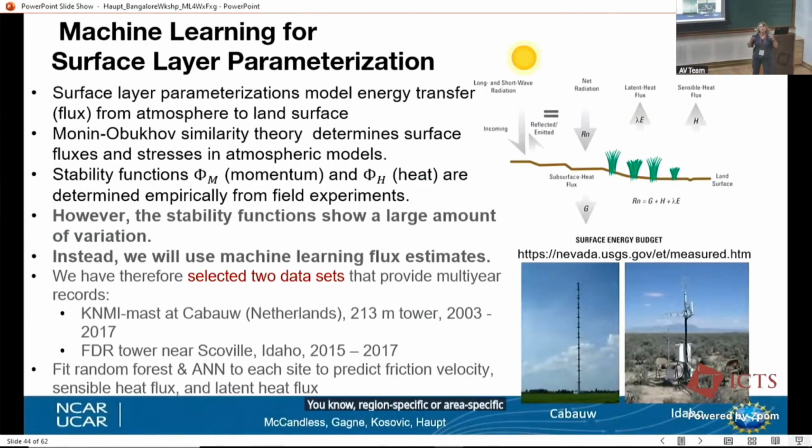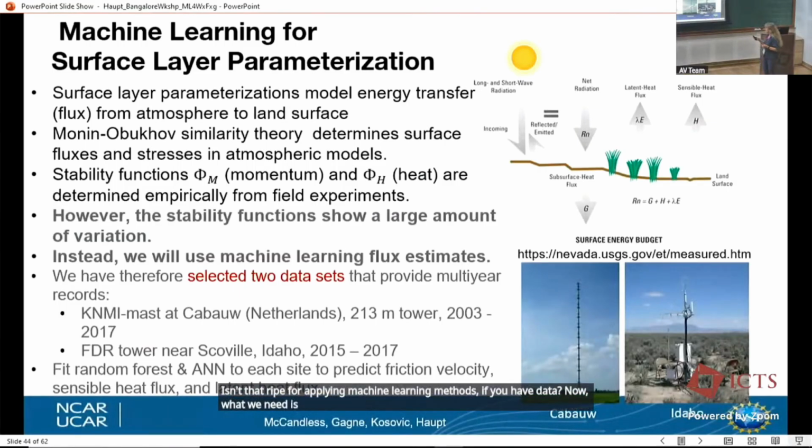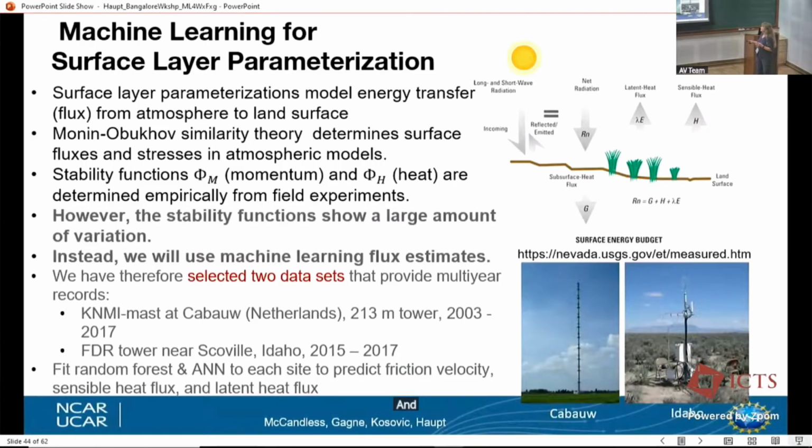But since it's just fitting coefficients, isn't that ripe for applying machine learning methods if you have data? Now, what we need is tower data where we have temperature, hopefully moisture, and wind at several different levels on a tower to get those fluxes that we care about.